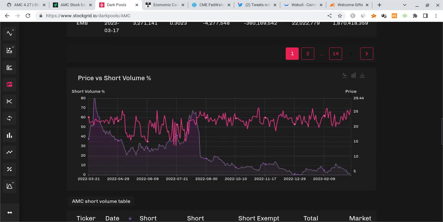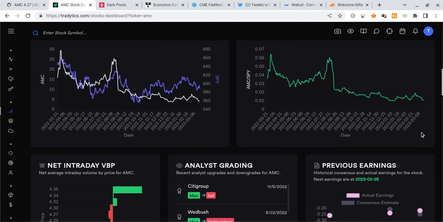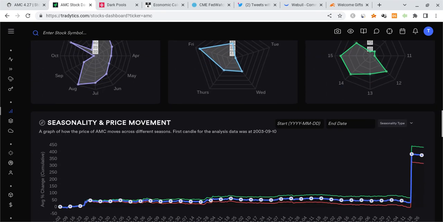Going into the short volume, this has been starting to increase a bit. That's why AMC has been underperforming. But I do believe AMC has reached kind of like a base point, which is around $4. It's going to likely try to hold it, the price pairs ratio starting to bottom around here as I suspected. That's why AMC is starting to try to bounce a little bit.